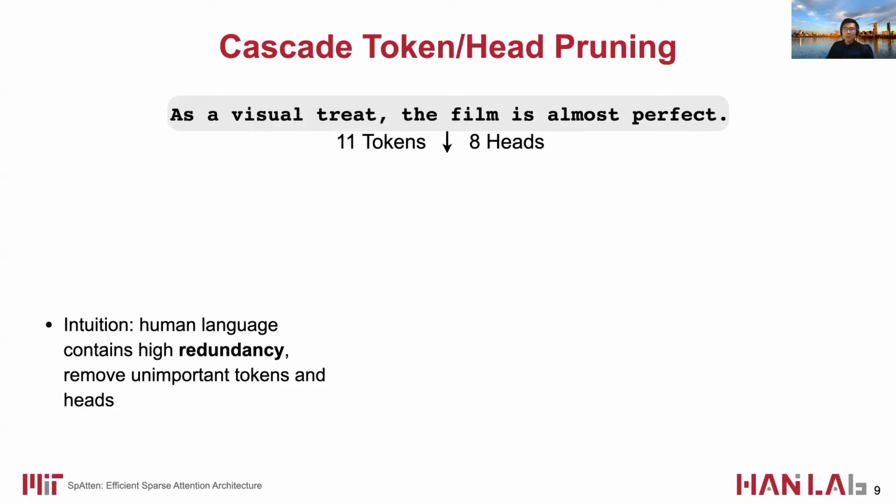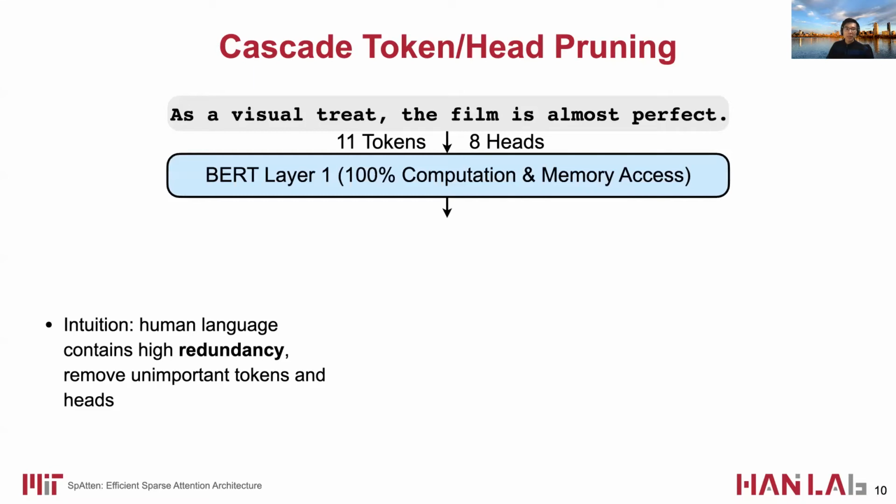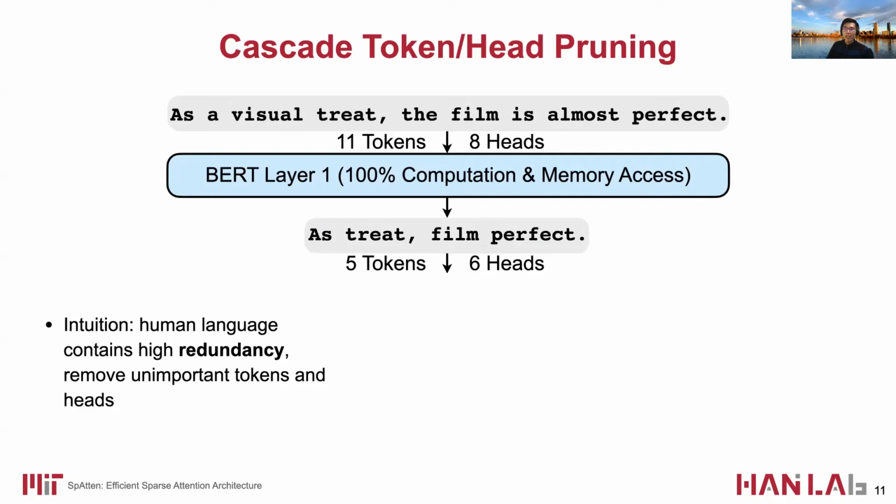The task is to classify whether this film review is positive or negative. The input to the first BERT layer contains all 11 tokens and 8 heads. The heads here can be considered as multiple parallel branches for computations. Different branches have different functionalities. After the first layer, we identify unimportant tokens and heads and remove them. In this example, we remove tokens like "the", "almost", which do not have significant contributions to the overall meaning of the sentence. Therefore, the second layer only needs to process a shorter sentence with fewer heads.